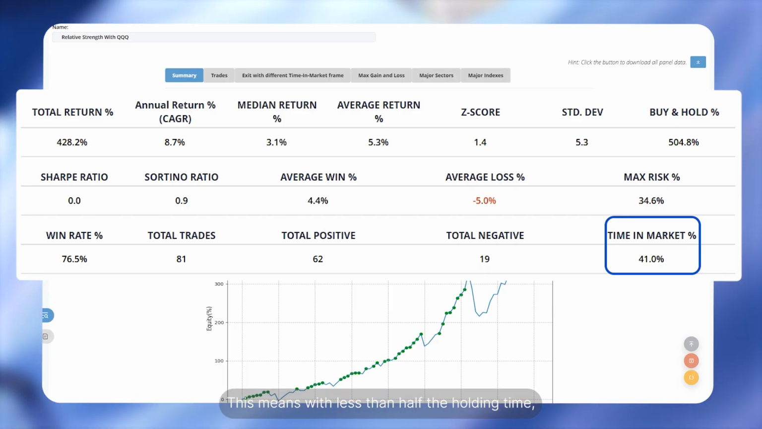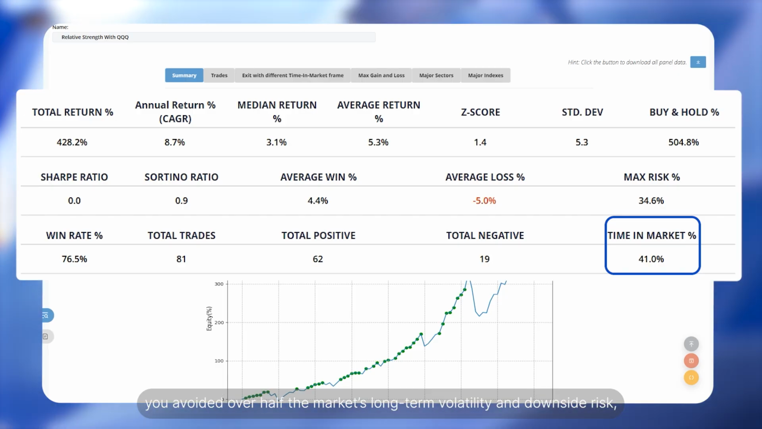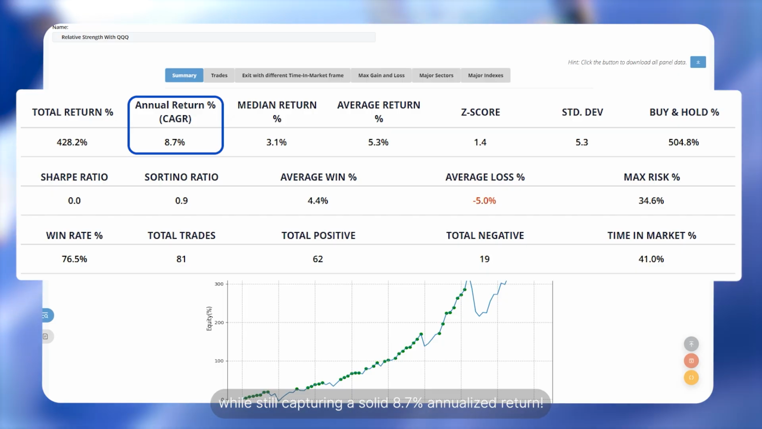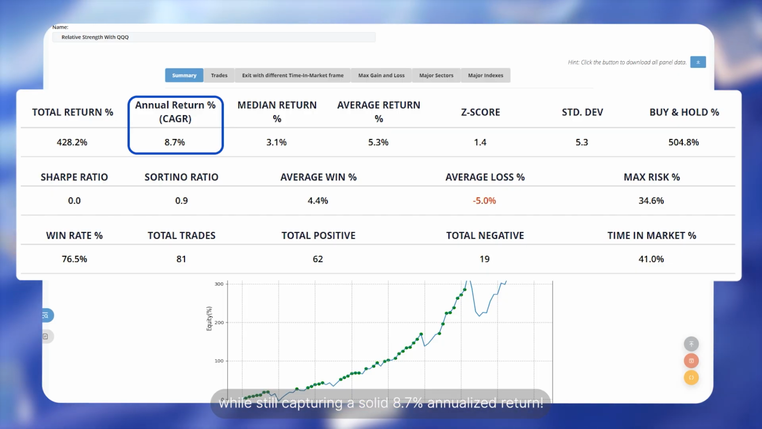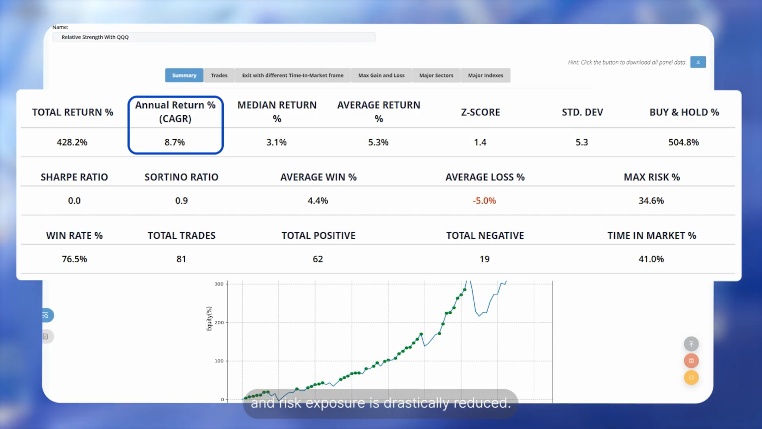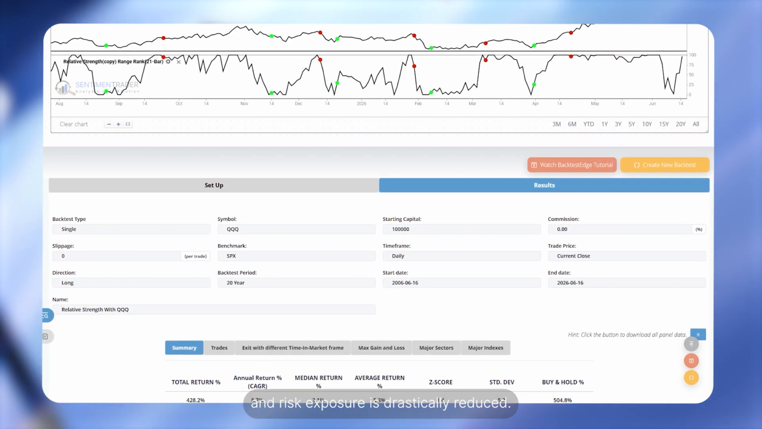This means with less than half the holding time, you avoided over half the market's long-term volatility and downside risk, while still capturing a solid 8.7% annualized return. Capital efficiency is exceptional, and risk exposure is drastically reduced.